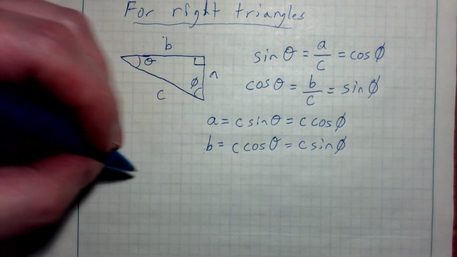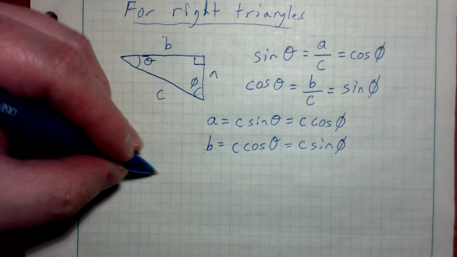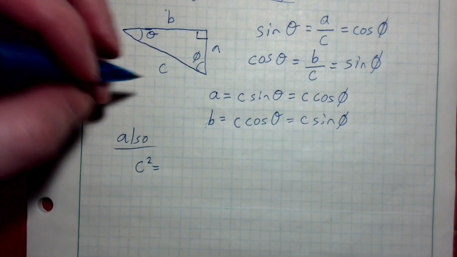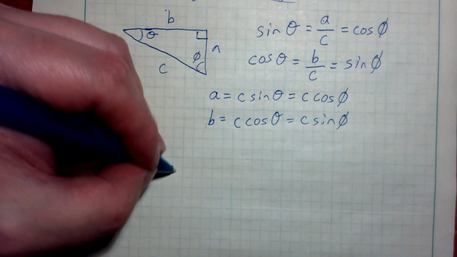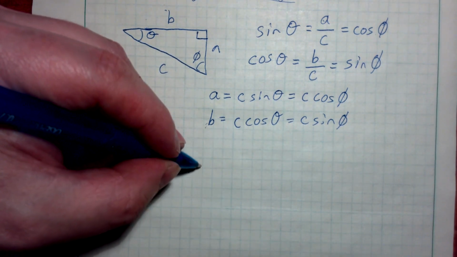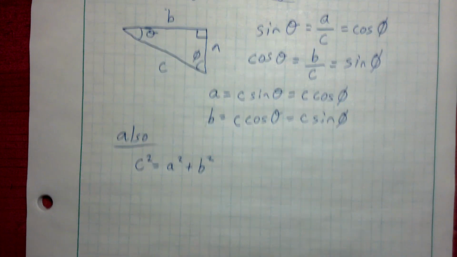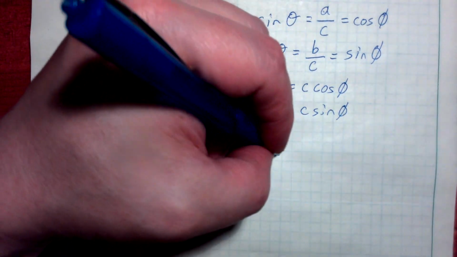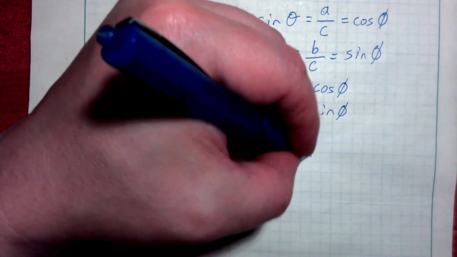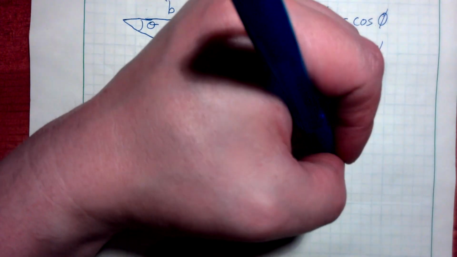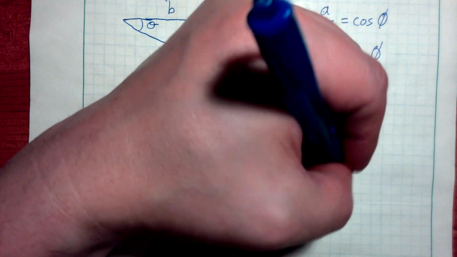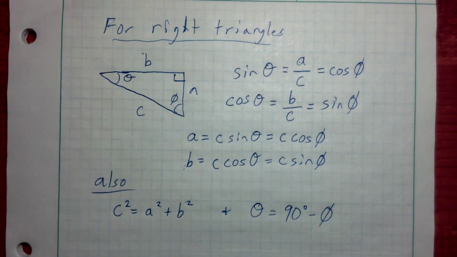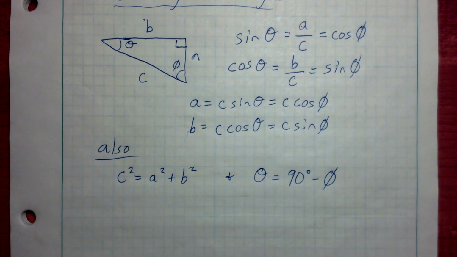Also, some other relationships. Again, very simple crash course in basic trig. Going quickly because you should have seen this before. c squared plus a squared is equal to a squared plus b squared, the Pythagorean theorem. And theta is equal to 90 degrees minus phi. So quite a bit of equations that you can use to navigate a right triangle.